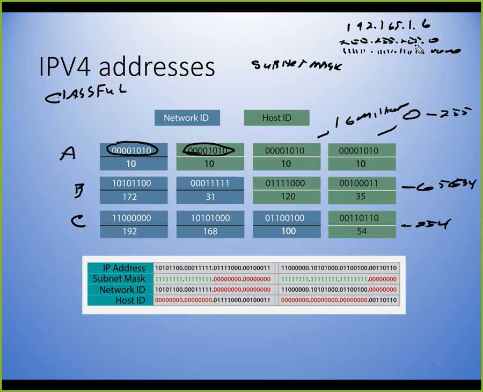So we can extend these things. We can also write it this way, or we can write it in a thing called CIDR notation. We could write this one as 192.168.1.6/24, which says there's 24 ones in the subnet mask. So if we did 8, 16, 24, that would be right.